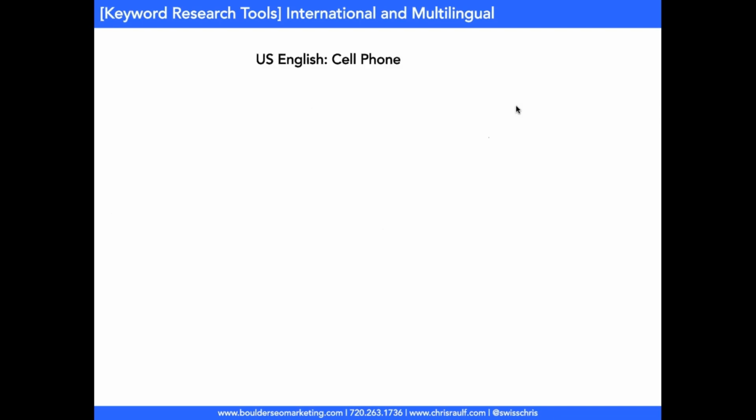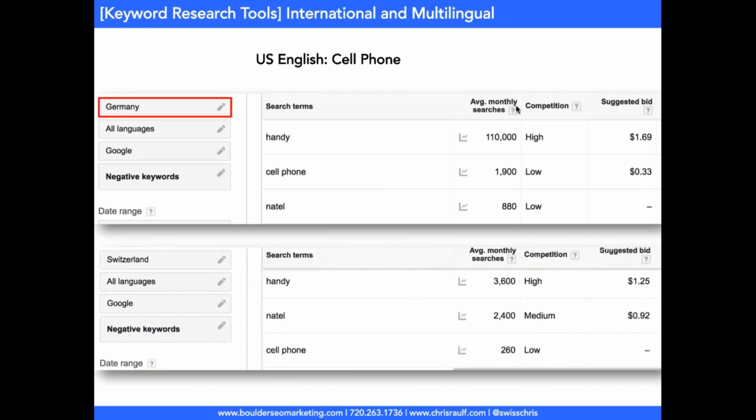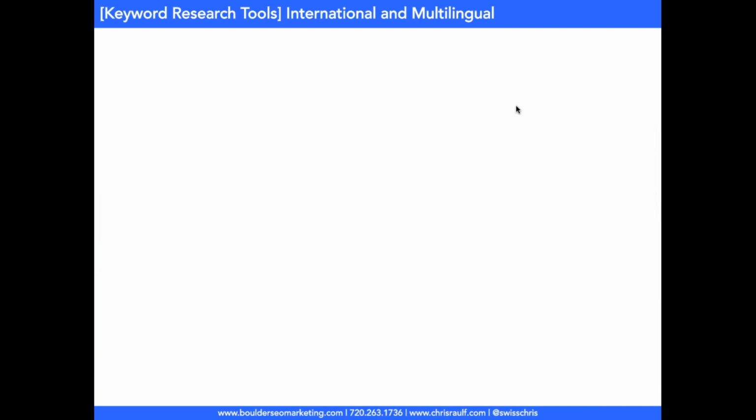So that was a real quick introduction to that process. Just another quick example here. In the US, cell phone is a commonly used word for those smartphones, cell phones, etc. In Germany, the equivalent would be Handy. 110,000 people are using that keyword. In Switzerland, that keyword is being challenged by the keyword Natel.